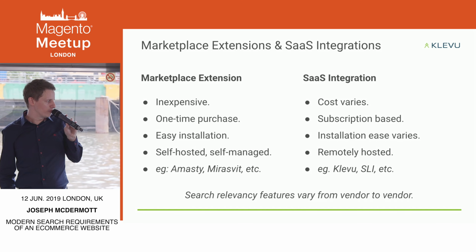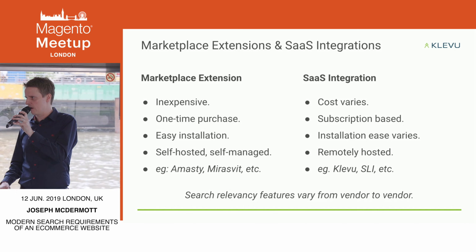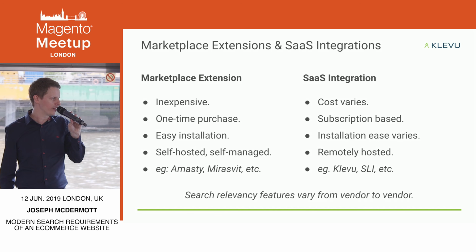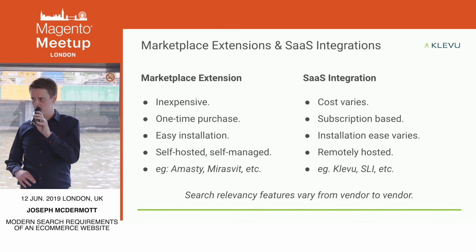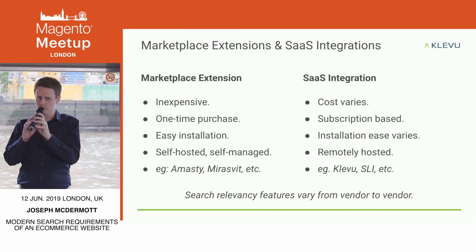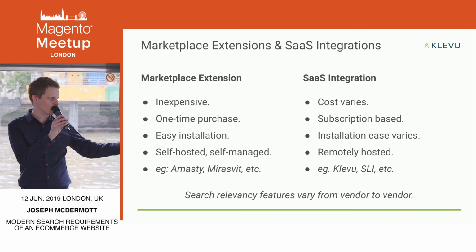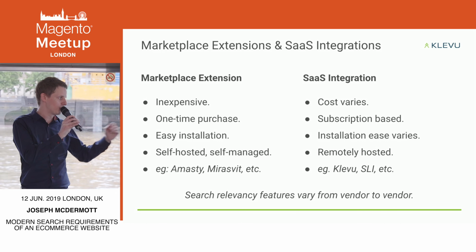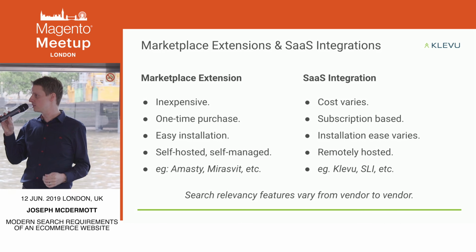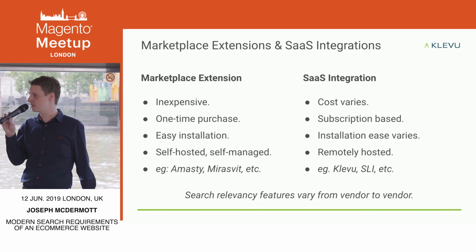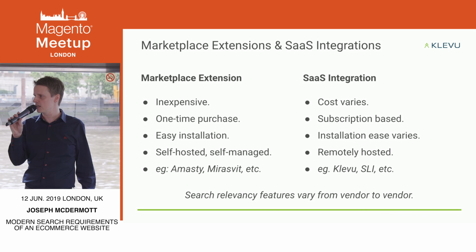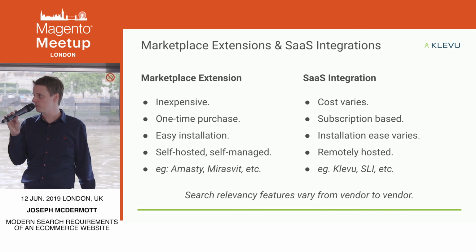The key thing here is, though, the search relevancy features that I'm talking about today vary from vendor to vendor. So I'm going to talk about those topics rather than diving into what does Amasty do and what does Klevu do and what does MirasVit do. I'm just going to introduce the topics, the features that you might be interested in, and then you can make a decision for yourselves about which solution provider is right for you.